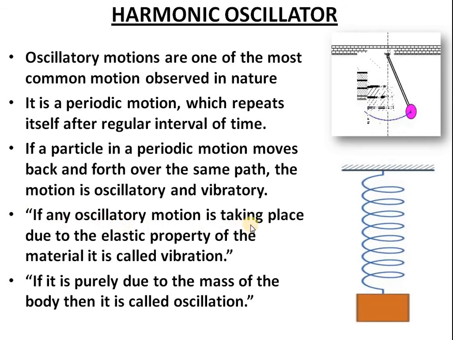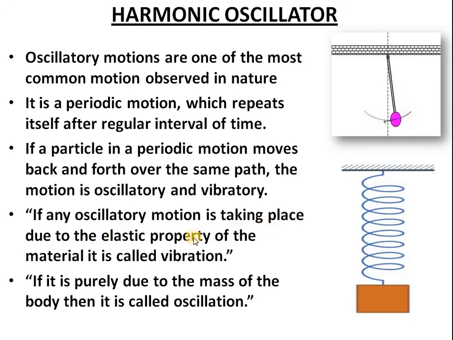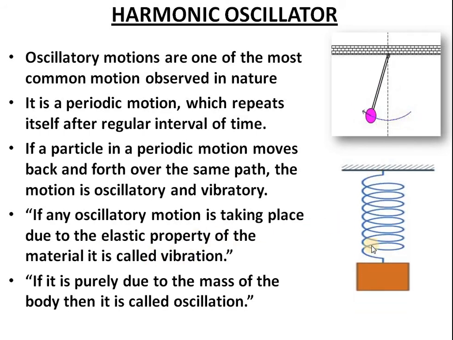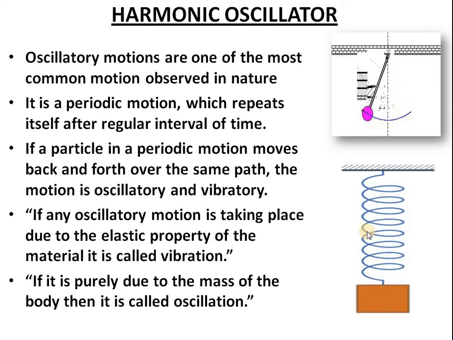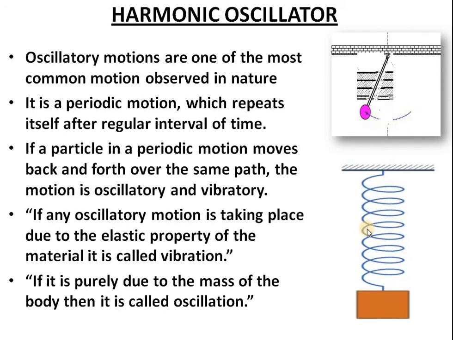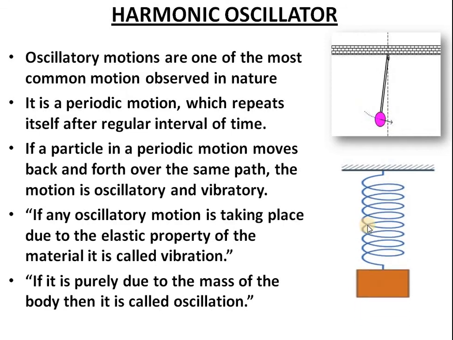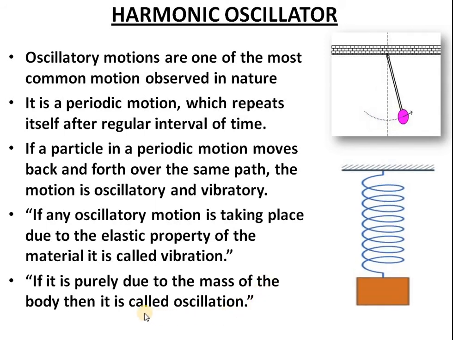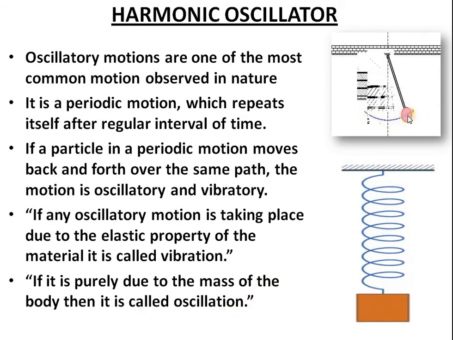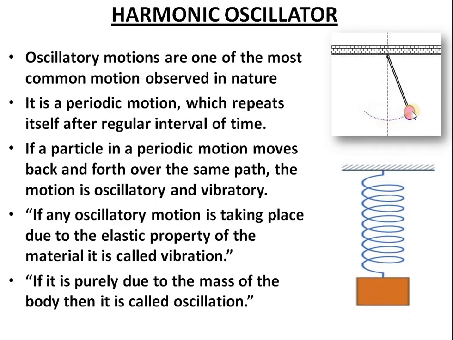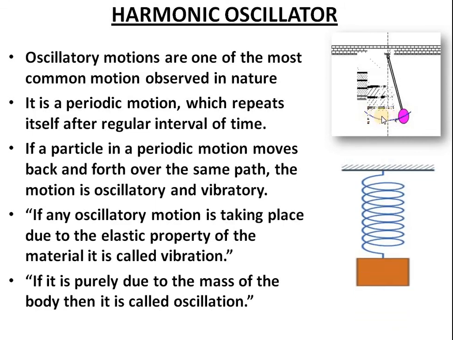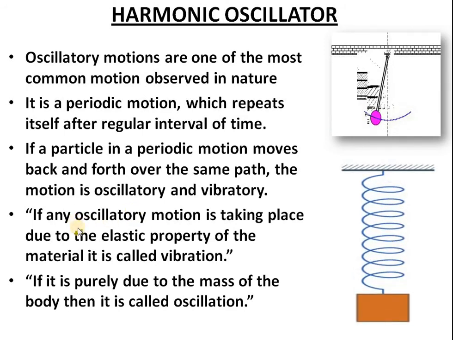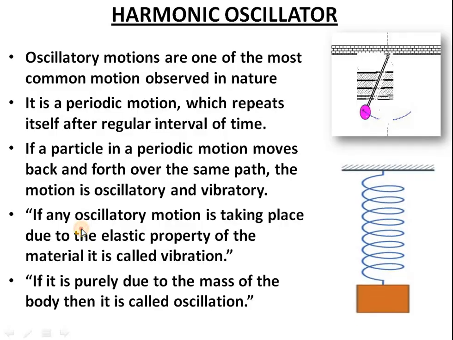If any oscillatory motion is taking place due to the elastic property of the material, then it is called vibration. So for example, spring mass motion is an example of vibration, because it is evolving out of the elastic force of the spring. And if it is purely due to the mass of the body, then it is called oscillation. You see here it is due to the weight of the ball. Weight is acting upon it. That is why it is oscillating to and fro. So we call it oscillation. I hope the difference between vibration and oscillation is clear to you now. Okay, now let's move on.